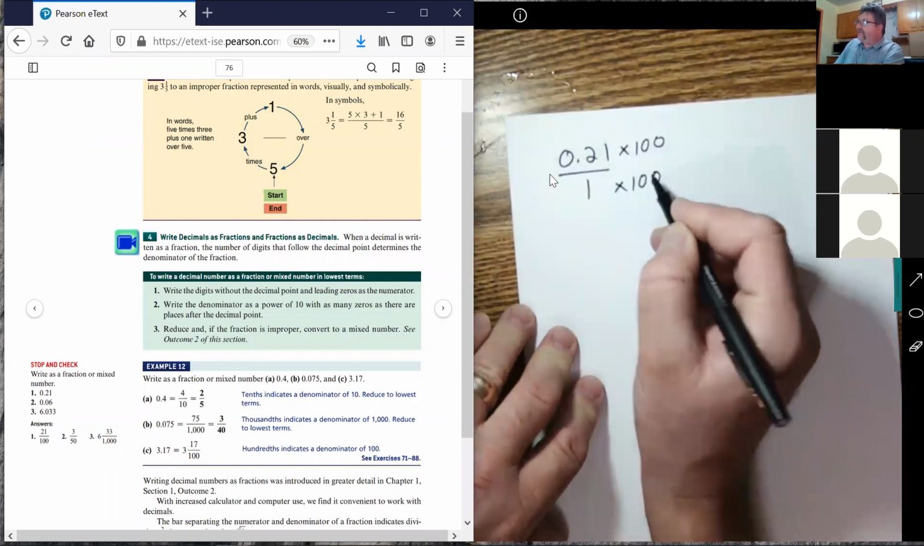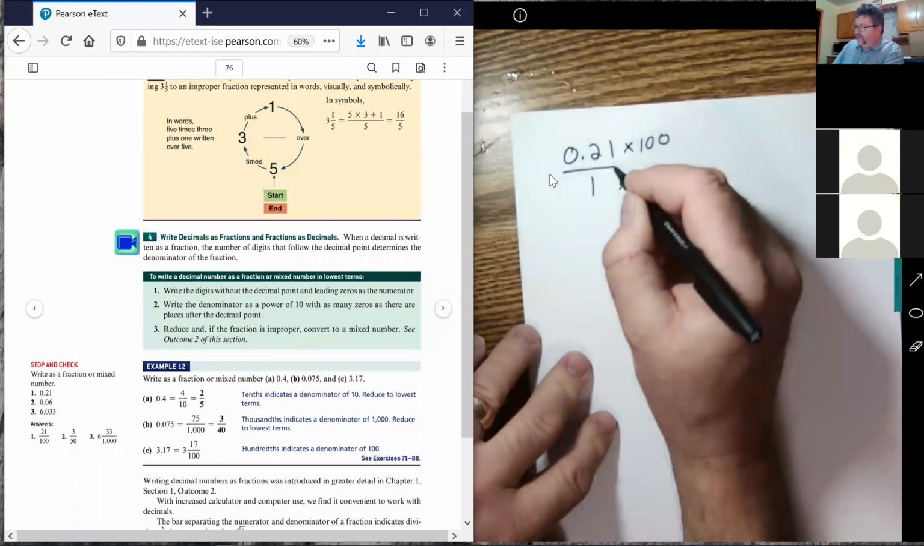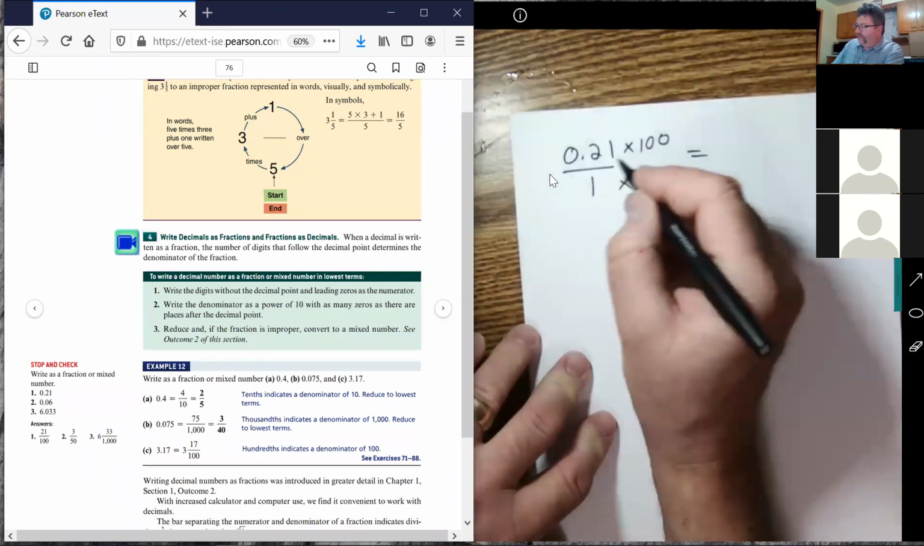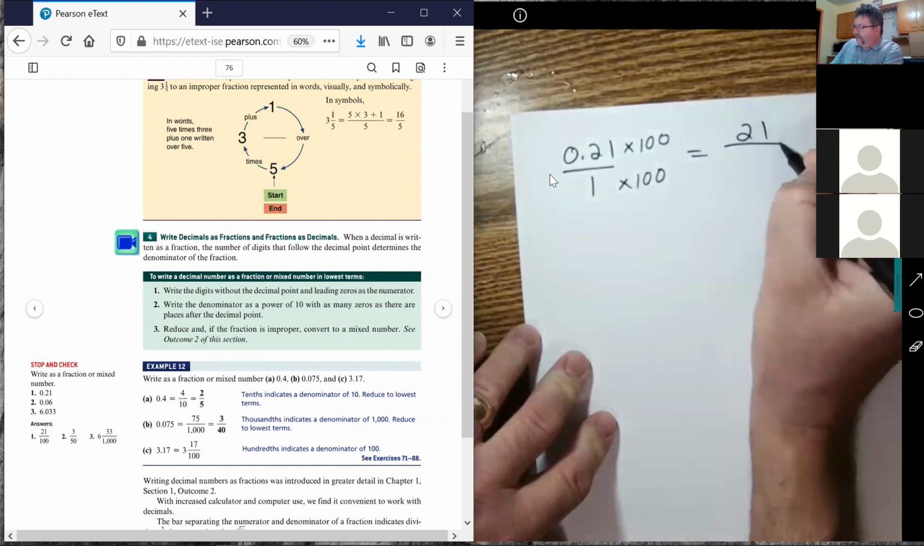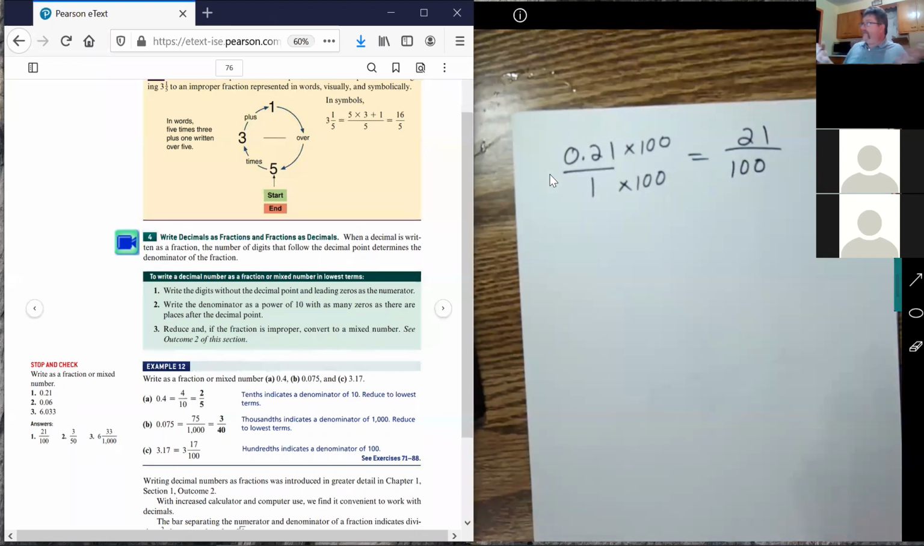In the world of fractions, when we're playing around like this, we have to do the same thing top and bottom. Otherwise, we've destroyed it. It's not equivalent anymore. It's always got to be equivalent. We're just reslicing the old pie here. Now it's 21 pieces out of a 100-piece pie. Instead of 0.21, it's 21 out of 100. 21 hundredths.